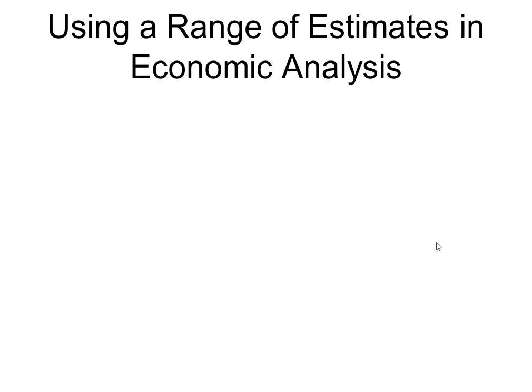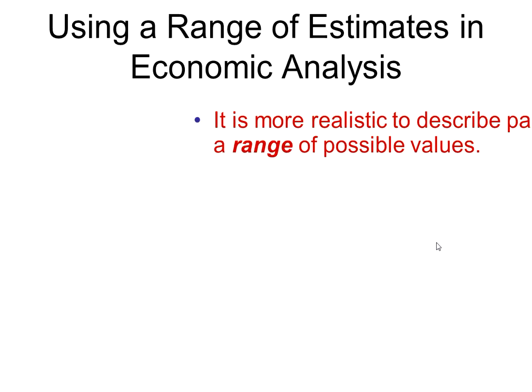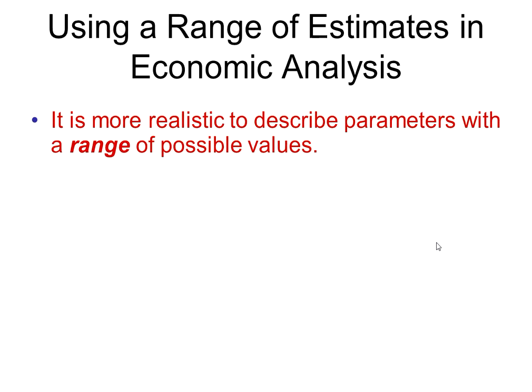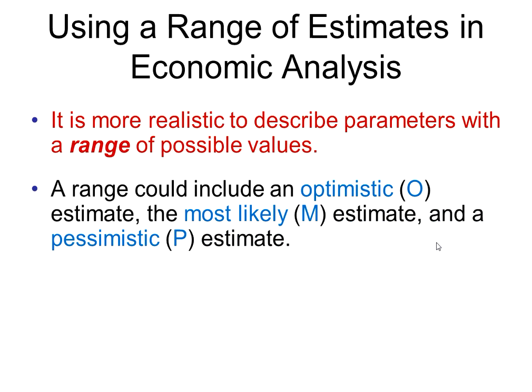Let's talk about why we would want to use a range of estimates in economic analysis. Rather than looking at break-even analysis, it's more realistic to describe parameters with a range of possible values, rather than a single value. This range of possible values could include, for example, an optimistic estimate, the most likely estimate, and a pessimistic estimate. We're going to denote them optimistic O, most likely M, and pessimistic P.